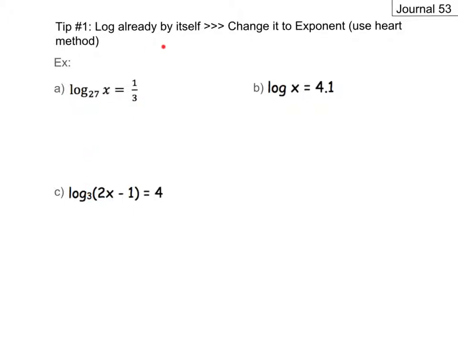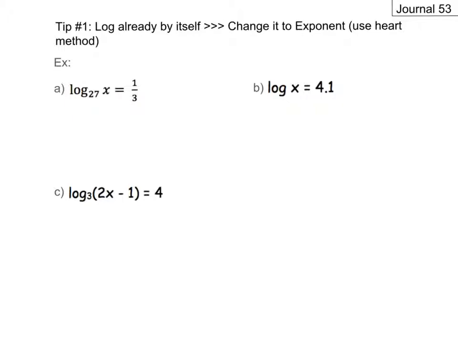So if the log is by itself, change it to an exponent. You can use the heart method to do this and then solve for x. So we're going to do a few examples here to demonstrate that. But you guys have been doing this a lot, especially on page 2 of packet 11, where you're trying to get x by itself by using the heart method.